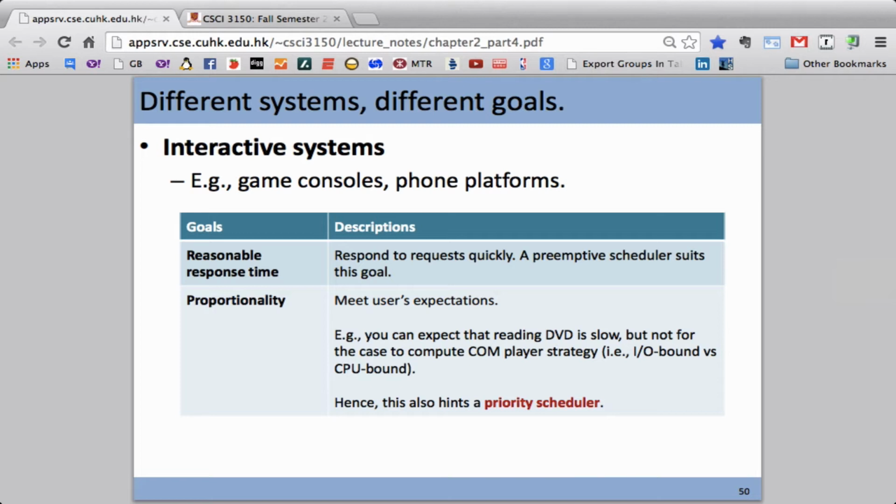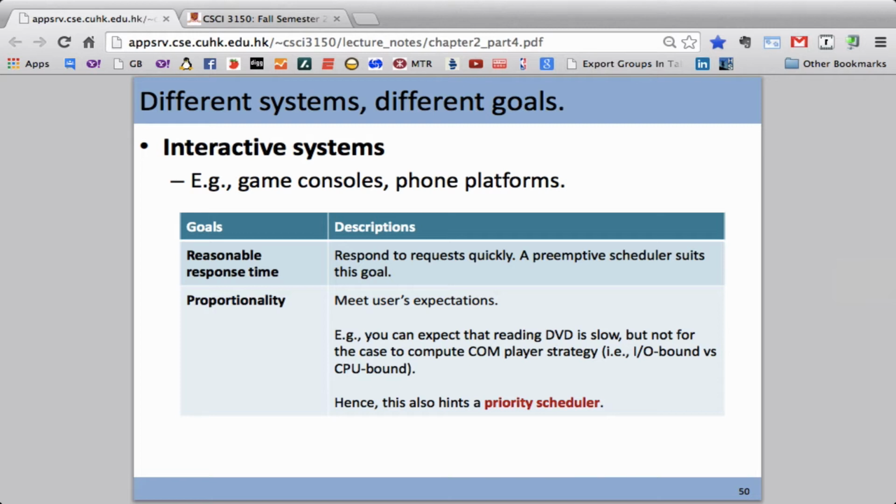Okay. So another platform is nowadays platform. It's not a batch system. It is what we call an interactive system. An interactive system mentions two things. One is whether it can give you a reasonable time to wait for a response. So what is the meaning of reasonable?